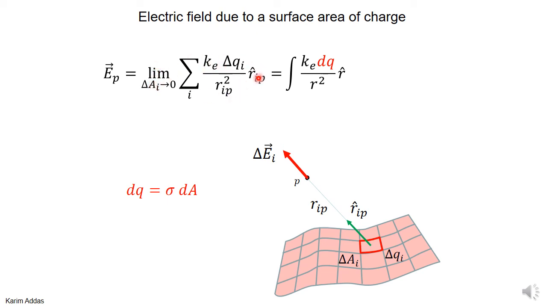That would be the exact electric field, and this limit of sums can be written as an integral, the same exact expression as before, integration of k dq over r squared r hat, but in this case dq can be replaced by sigma dA because we're integrating over an area. In general, this integration is not easy to do, and so we're only going to deal with simple problems that can be solved in an easy way.